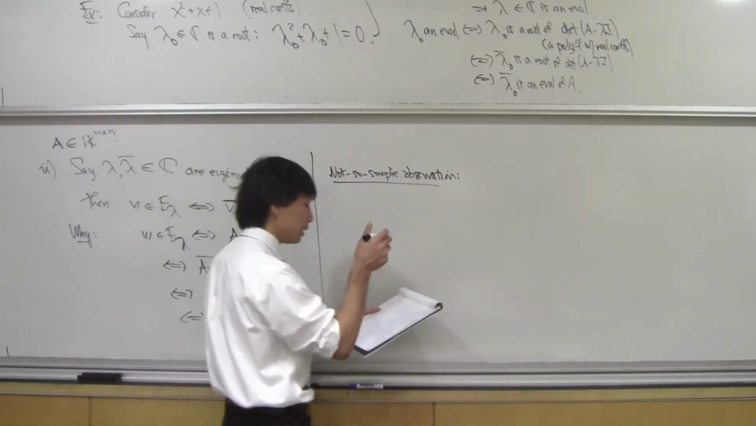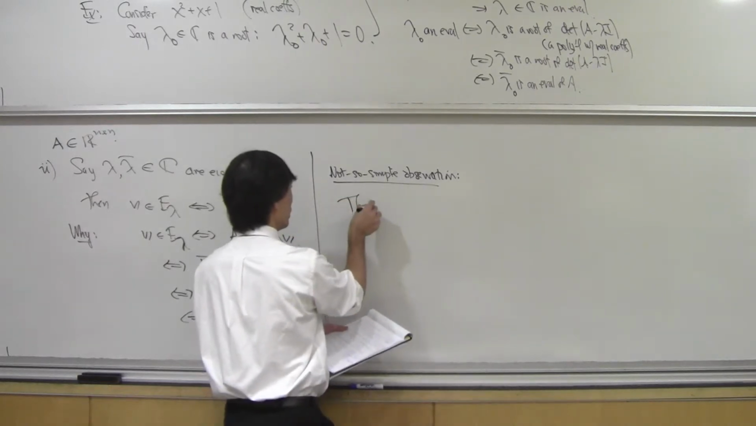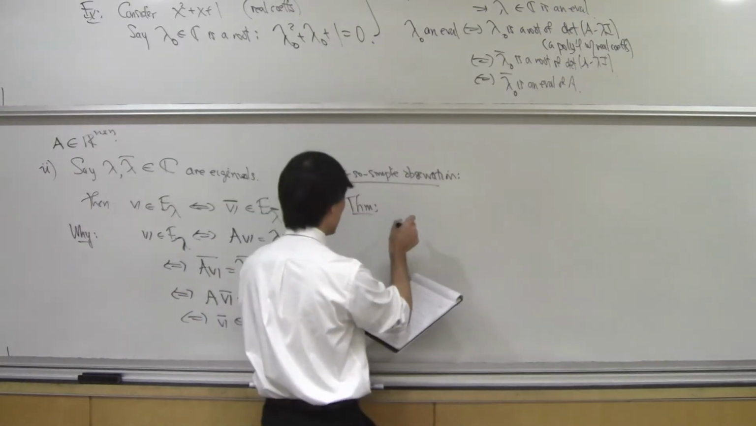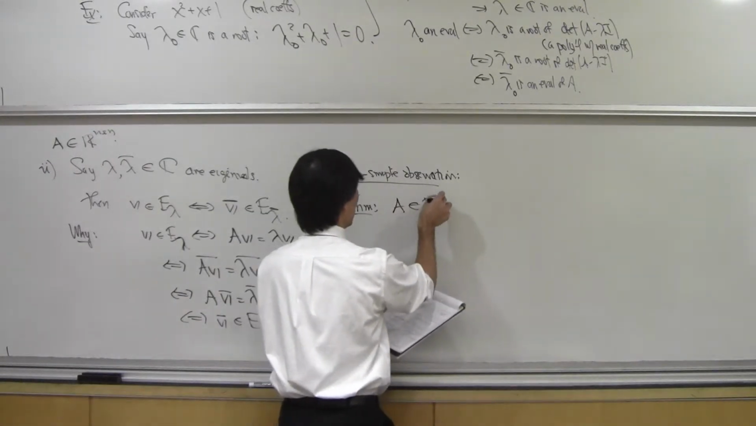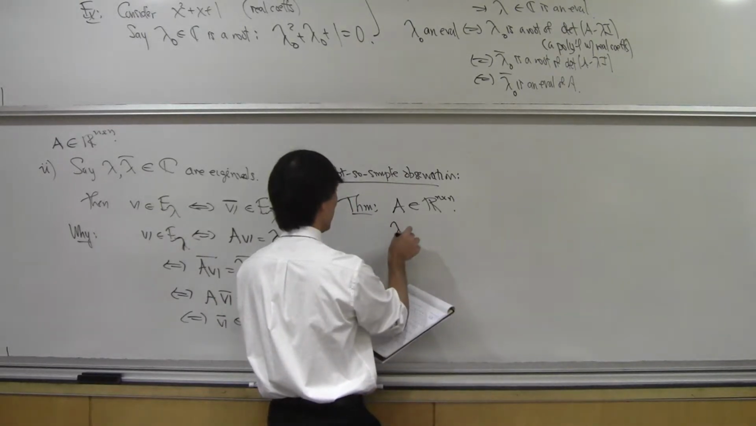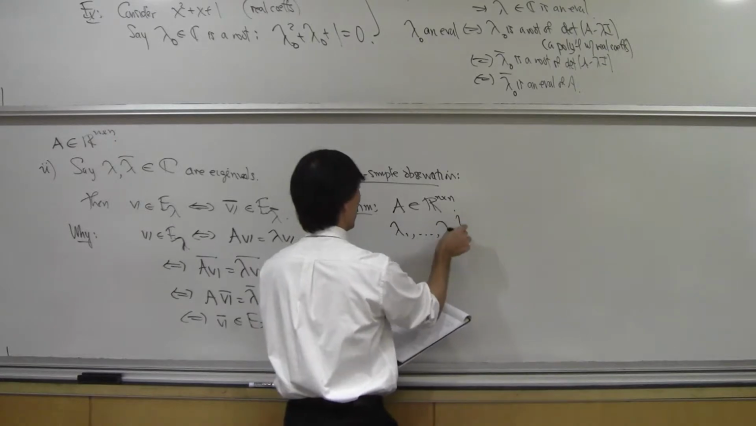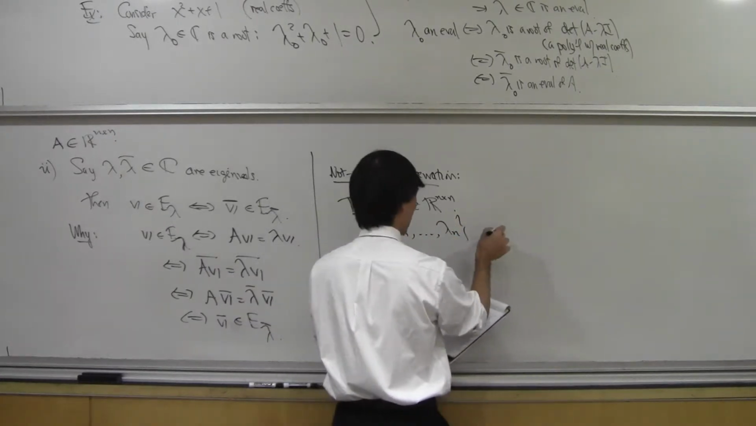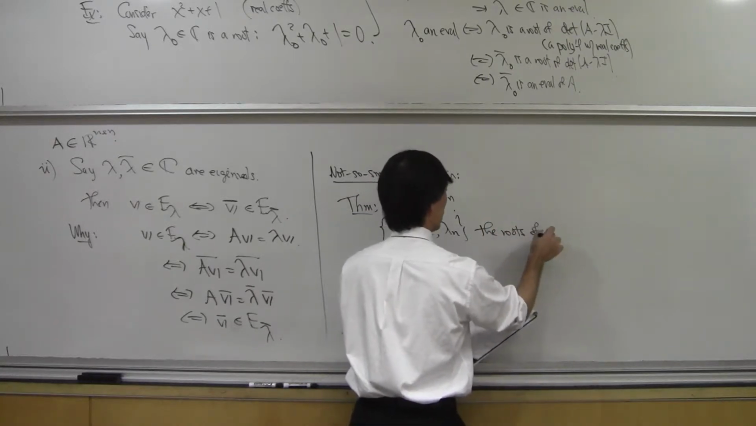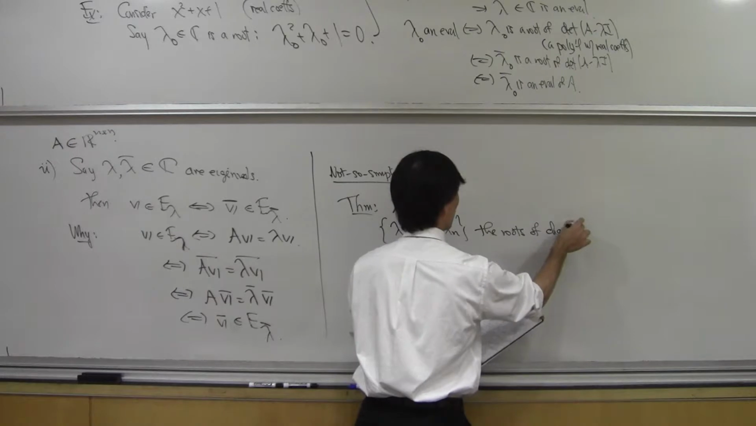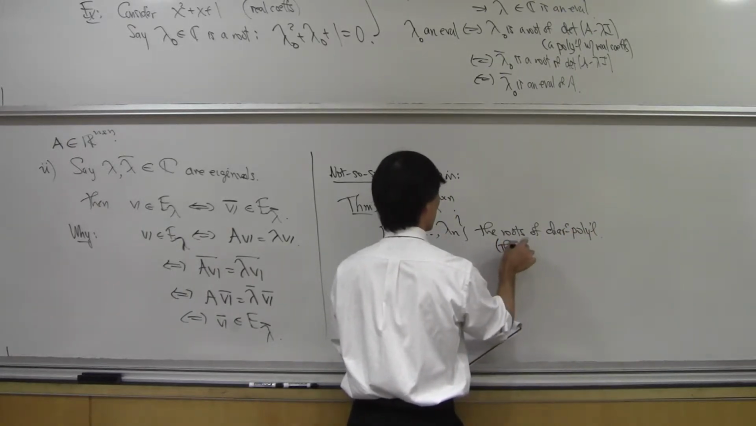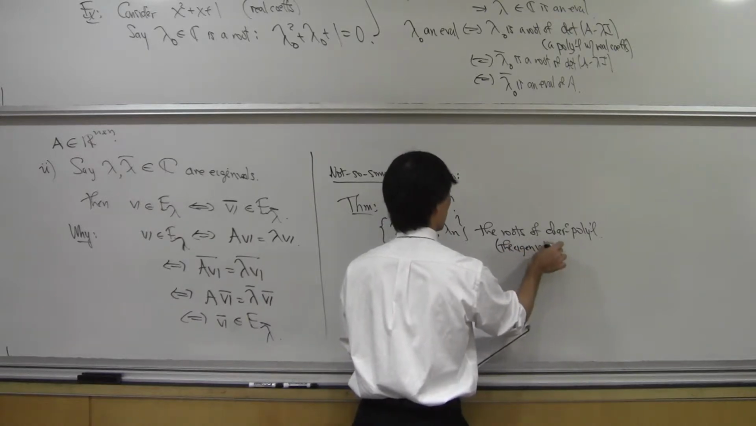The observation itself is cool, even though the proof is maybe not that illuminating. Here it is. If you have an n by n matrix A, and you have lambda 1 through lambda n, the roots of the characteristic polynomial, in other words, the eigenvalues of A.